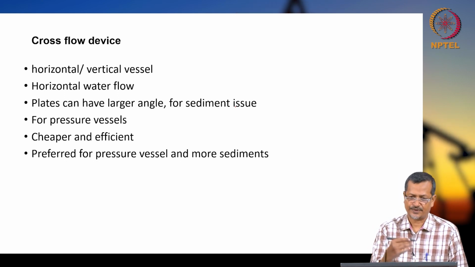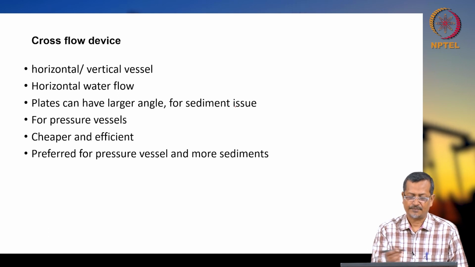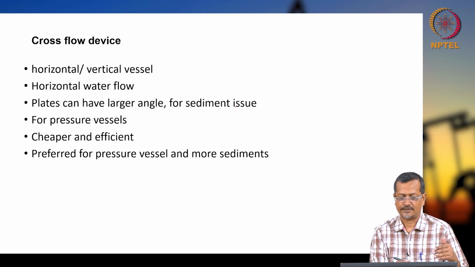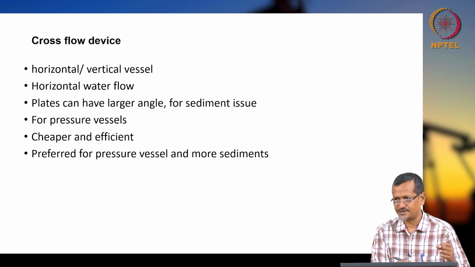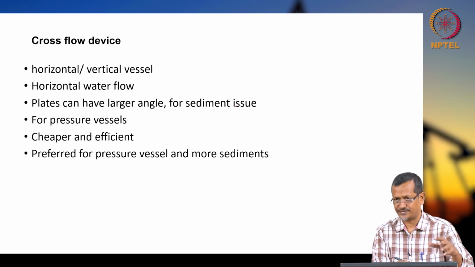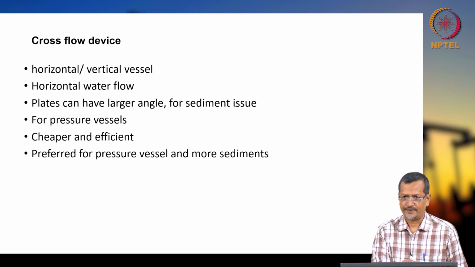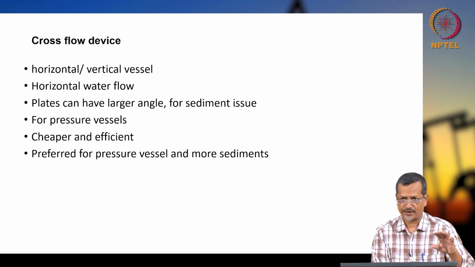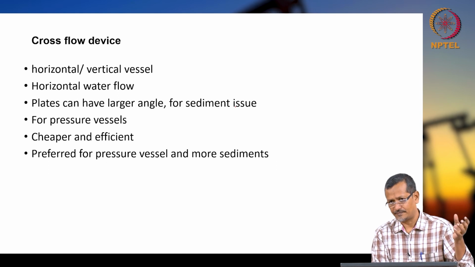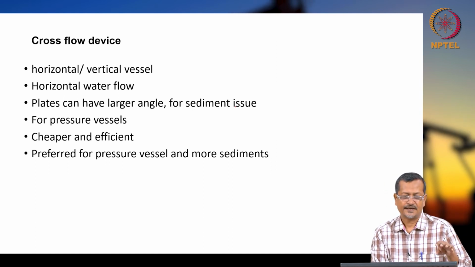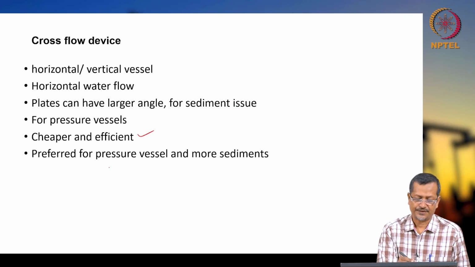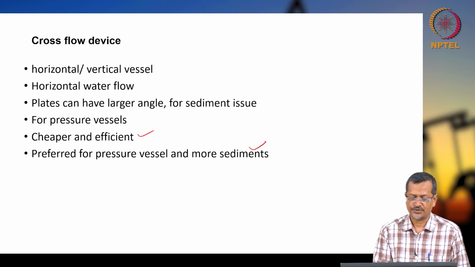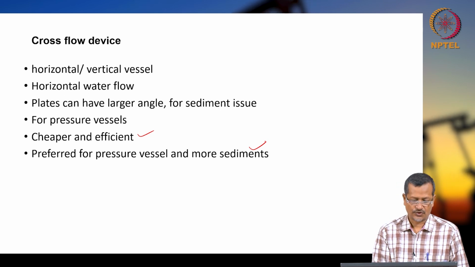In this case also you are increasing the angle, but for sand settlement and pressure, if you have a separator, this separator will be better for sand handling and for pressure vessels. Normally you will have an atmospheric vessel where you are not applying any pressure, but if you have already applied pressure, in that case this cross flow device is the better vessel. It will be cheaper and efficient. So it is preferred for pressure vessels and if you have more sedimentation. Cross flow device can be constructed as either a horizontal or vertical pressure vessel.